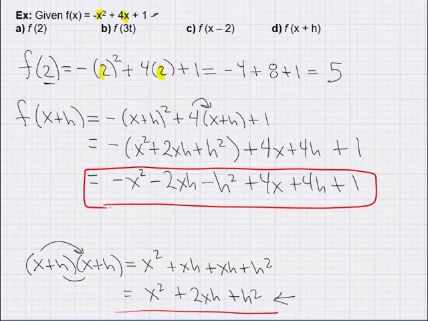And you can clearly see it's not just, oh, let's look at the original function, put an h on the end. That's not what this is saying. This is saying take x plus h and plug x plus h into the function every time I see an x. Okay? And that's what we did.